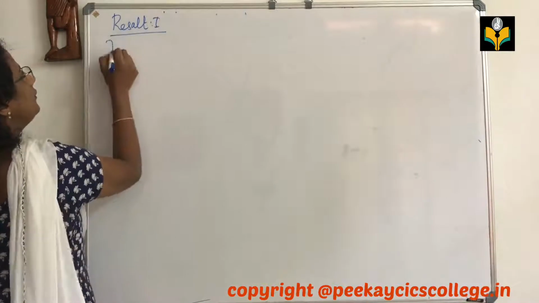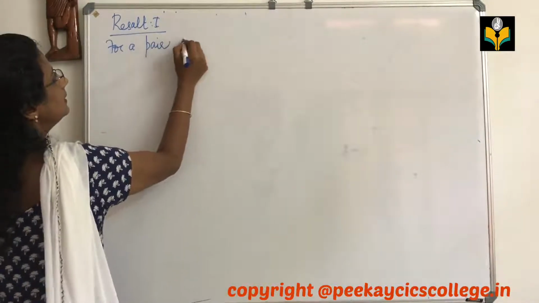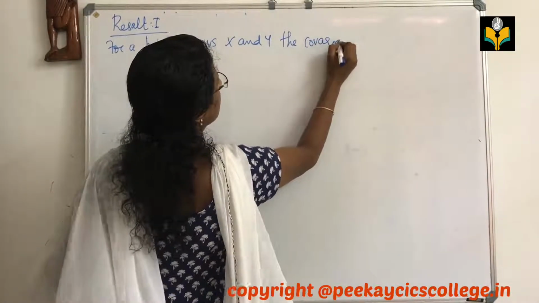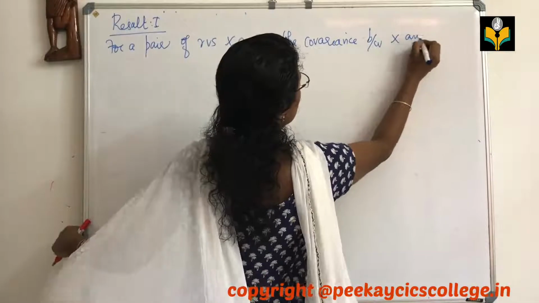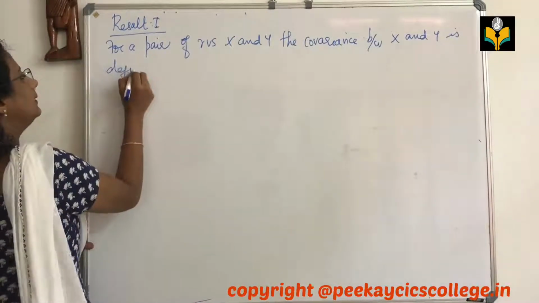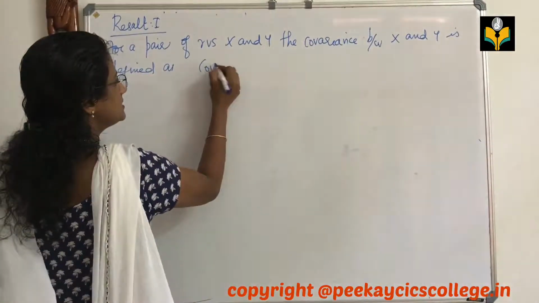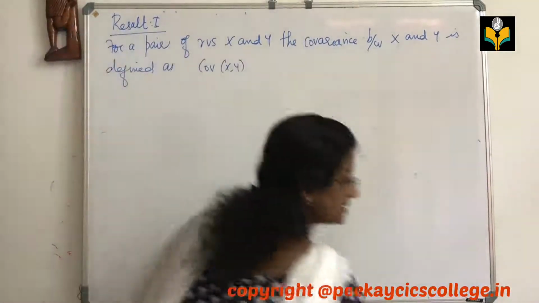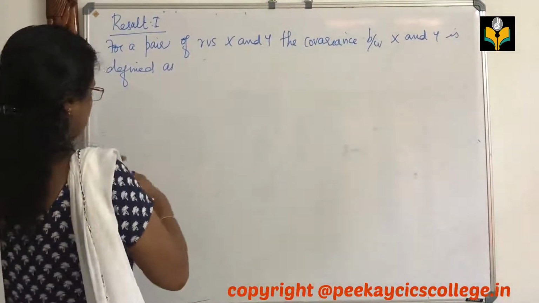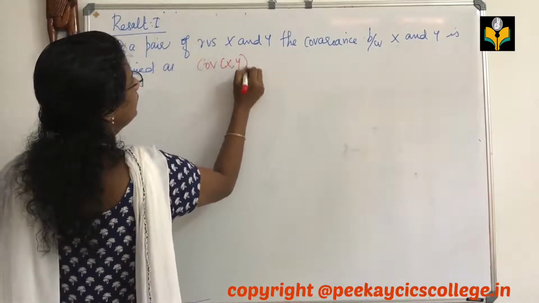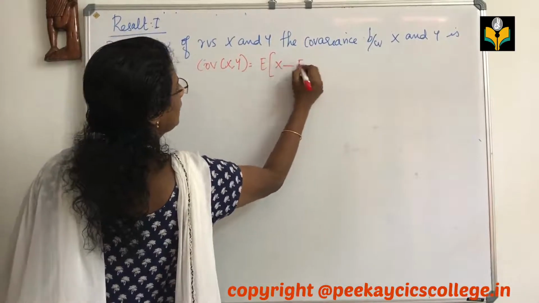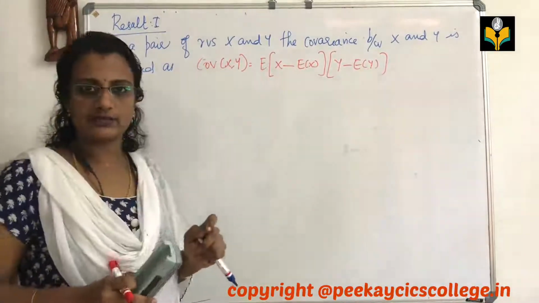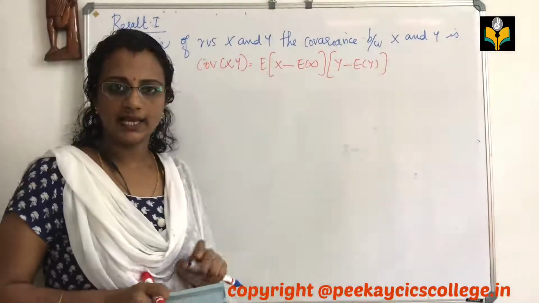Result 1. For a pair of random variables x and y, the covariance between x and y is defined as covariance of xy, written as Cov(x,y), equal to expectation of x minus E of x into y minus E of y. This is the standard formula for Cov(x,y).